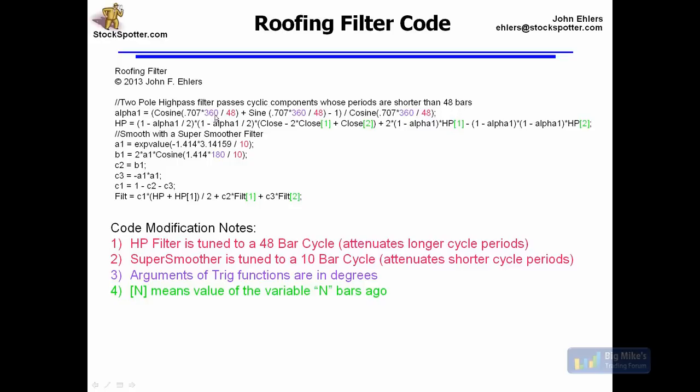The arguments of the cosines and the sines are in degrees, so you've got to replace 360 with 2 pi if you're going to use other languages. And the notation of square brackets with a number in it is the value of that variable n bars ago. So that's all there is to a roofing filter code. And now let's see how we can apply it in a practical kind of way.